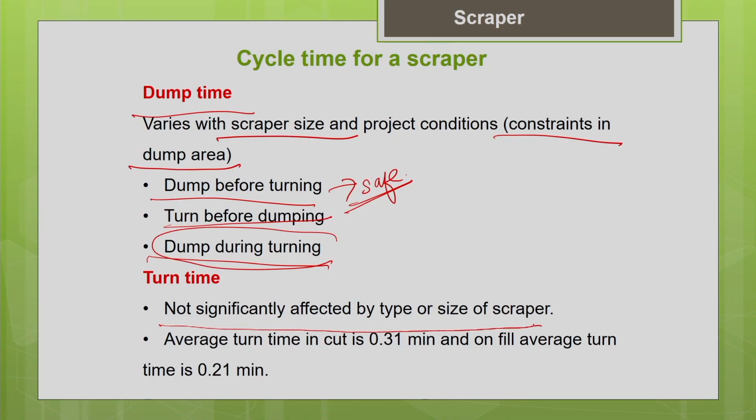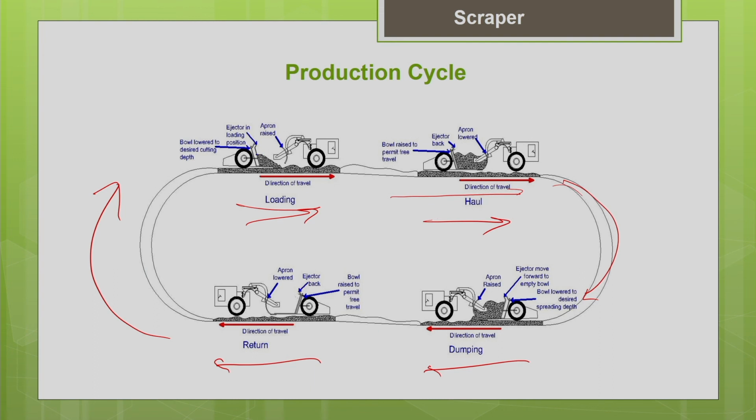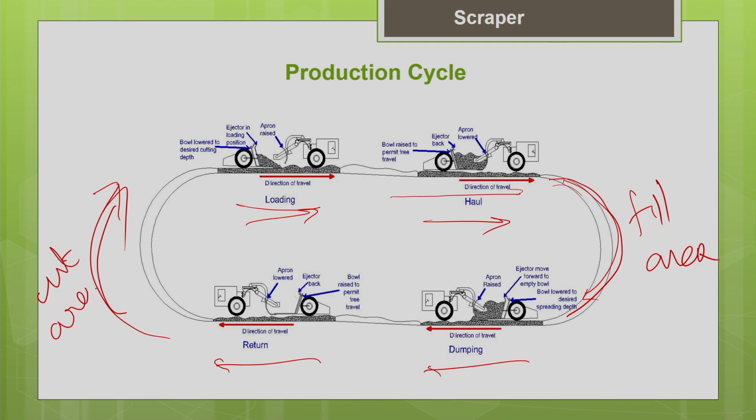Then about the turn time of the scraper. You can see that the turn time is basically not affected by the type or the size of the scraper. So hope you remember the picture which I have shown to show the production cycle of the scraper. Commonly you can see that two turnings are done by the scraper. One is the turning in the fill area and the other one is the turning in the cut area.